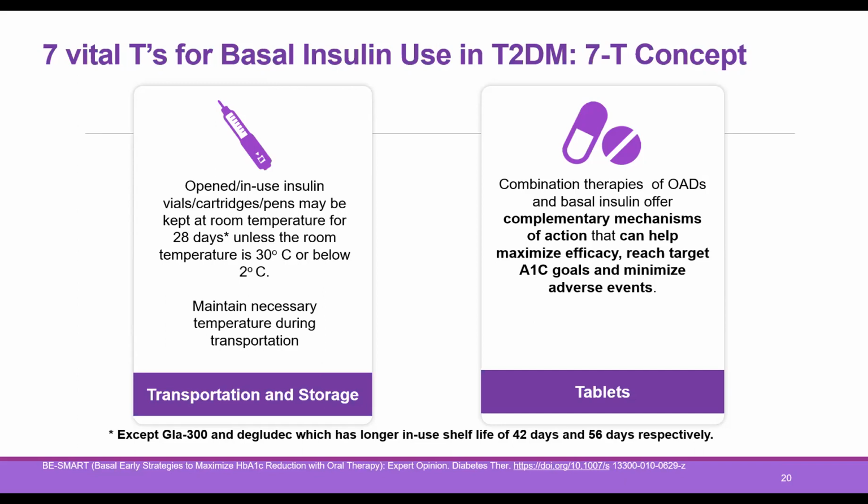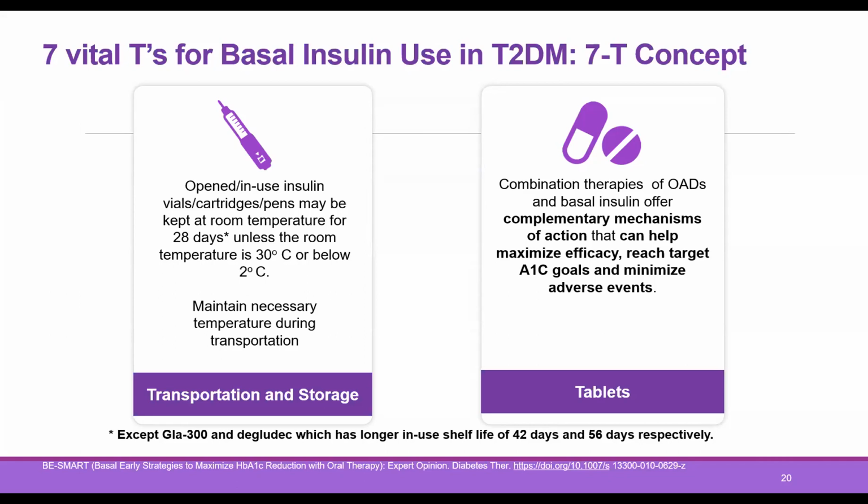Don't inject cold insulin. And the third point is that you have to keep the insulin and the pen, everything, in the door of the refrigerator and not in the freezing compartment. So it should be between 2 to 8 degrees centigrade, and it should not go below 2 degrees centigrade. Below 2 degrees centigrade means the potency of the insulin will be altered.